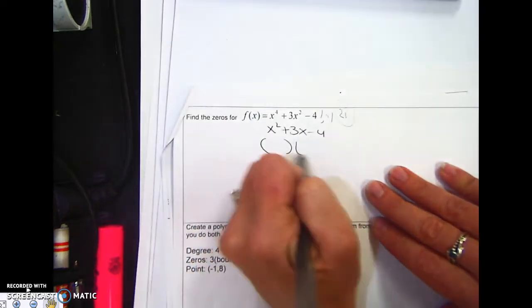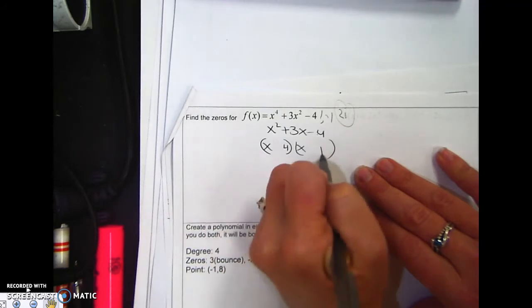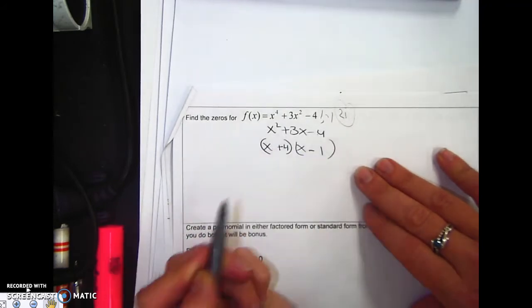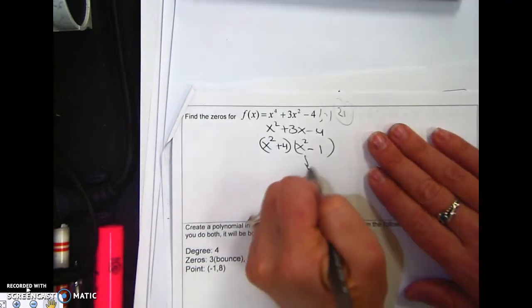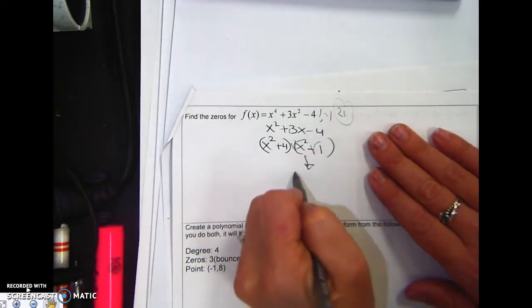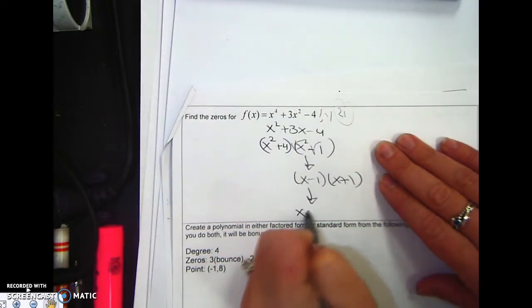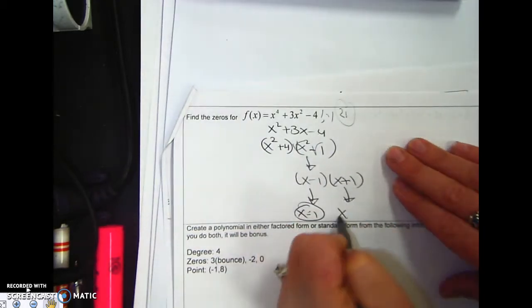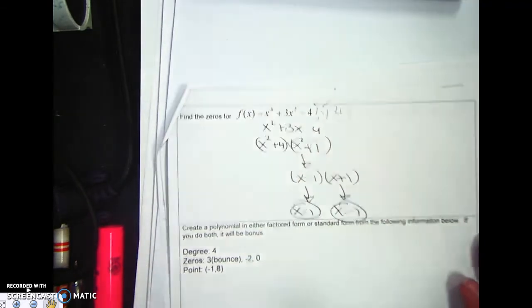2 numbers that multiply to give me 4 and add to give me 3 are 4 and 1. The bigger number is positive. But since it's to the 4th, I have to square it. This lends itself to square root, which is x minus 1, x plus 1, which tells me x equals 1 and x equals -1. I have now proven that I got what I saw in the graph.